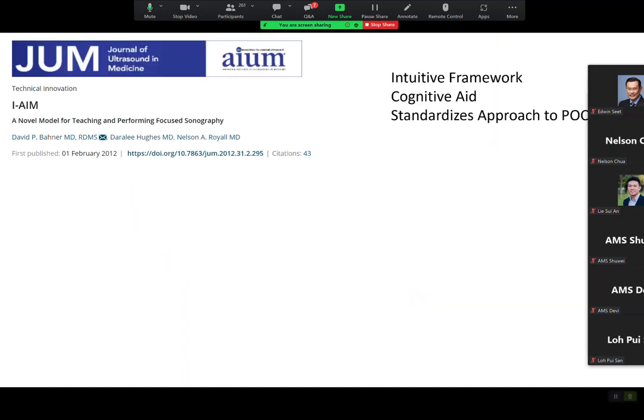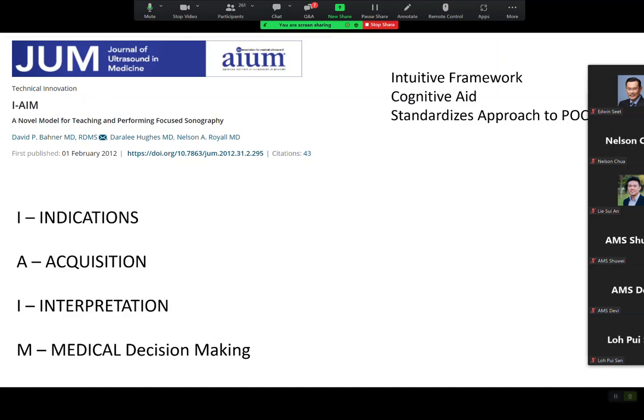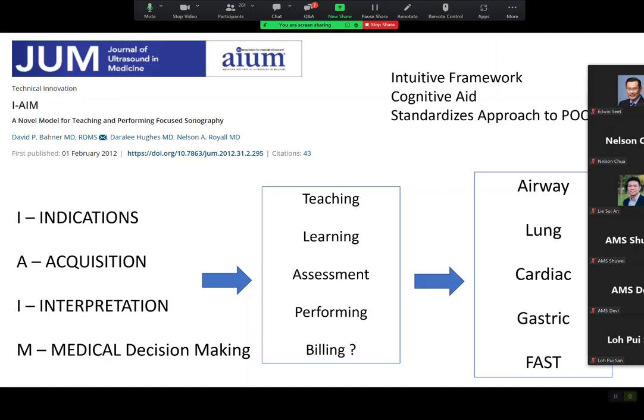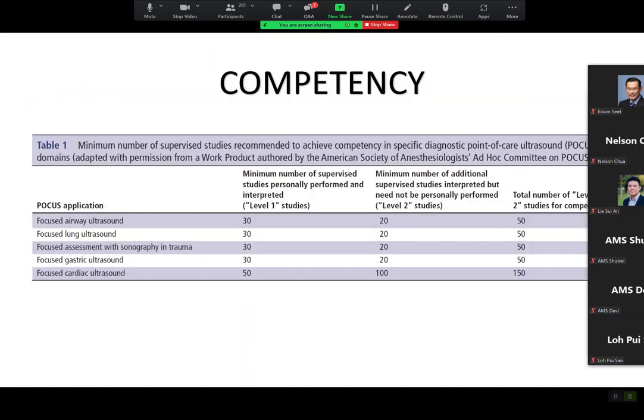or we could also use this method, which is the IAIM method, which basically recommends using this framework when we apply POCUS in our practice. So the IAIM framework basically involves looking at the indications, acquisition, interpretation, and medical decision making. And this can be used for teaching, learning, assessment, performing, and some have even suggested that it can be used for billing.